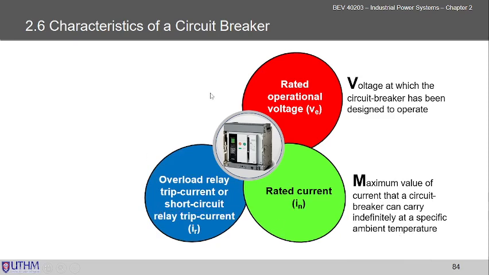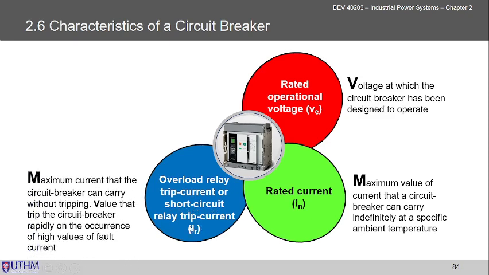Then there is the abnormal or unhealthy condition, during overload or short circuit. We look at the overload first, sometimes called the short circuit relay trip current, written as IR. IR is the maximum current that the CB can carry without tripping. It hasn't reached tripping yet, so that is the trip current.